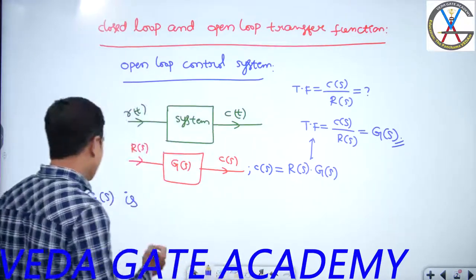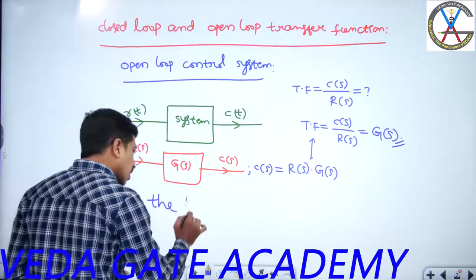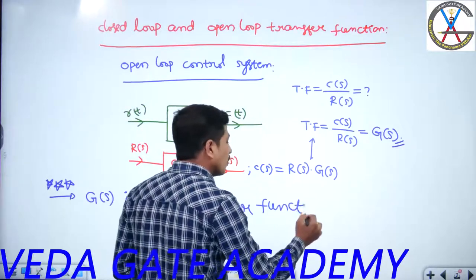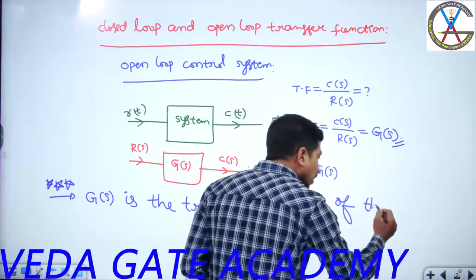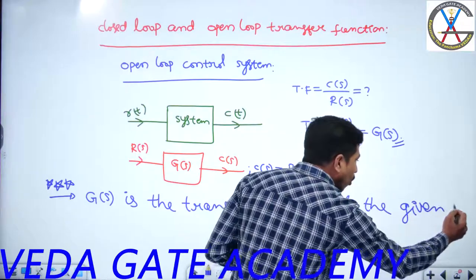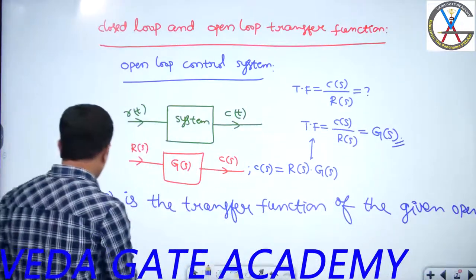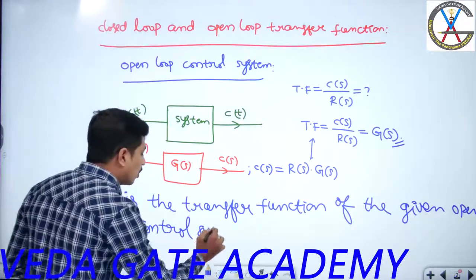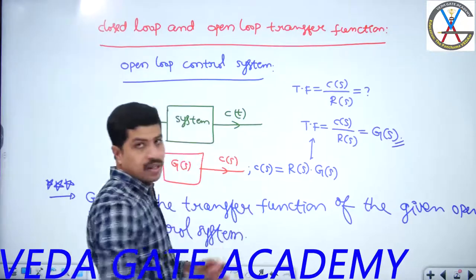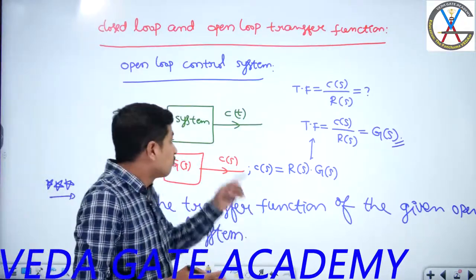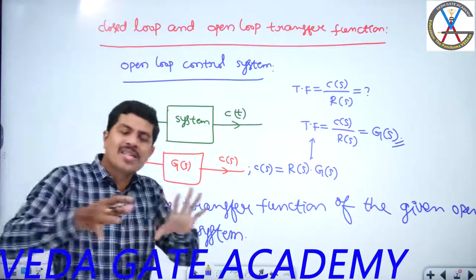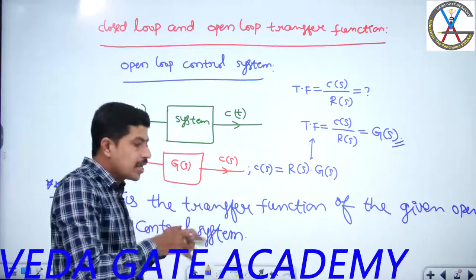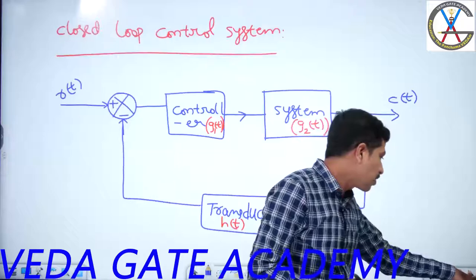Now let me read here. G of S is the transfer function of the given open loop control system. G of S is the transfer function of this open loop control system, but it is not the open loop transfer function. We'll come again here after completing the closed loop transfer function and open loop transfer function.